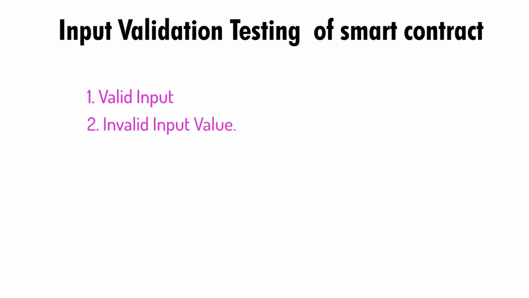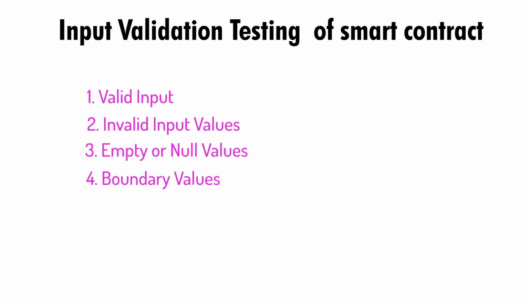Invalid input values. Test the contract with input values that are outside the allowed range or formats. Verify that the contract rejects these invalid inputs and provides appropriate error messages or exceptions. Empty or null values. Test the contract with empty or null values for mandatory input fields. Verify that the contract correctly detects and handles these missing values, providing appropriate error messages or exceptions.